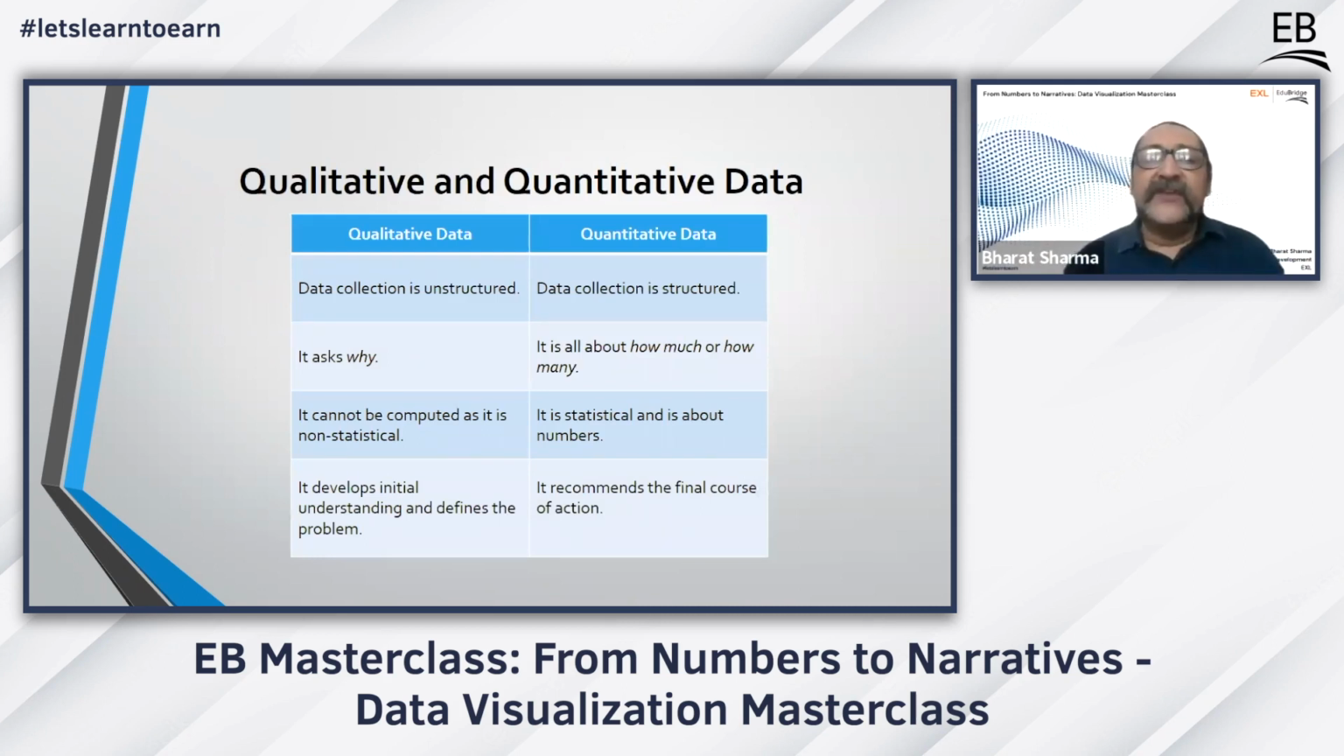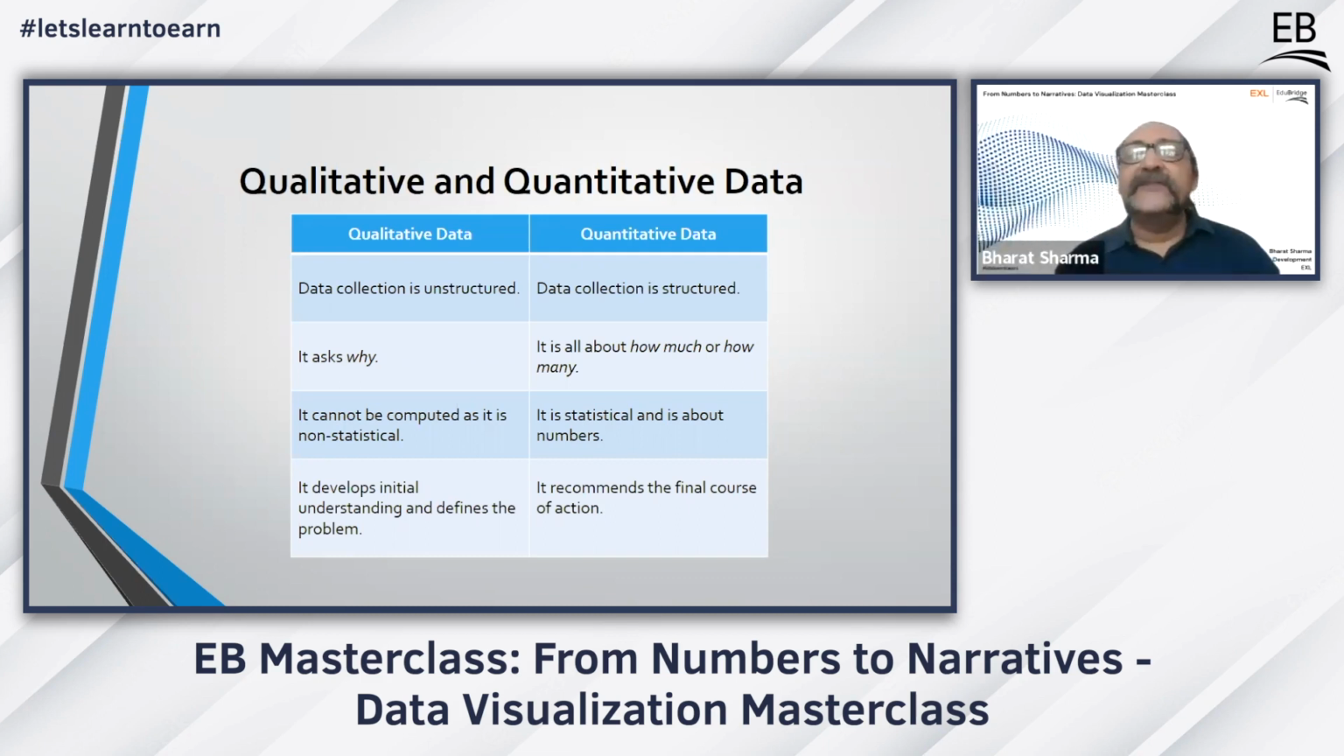So before that, we have this qualitative and quantitative data. Whatever we have just discussed is summed up on this slide. Qualitative data is where data collection is very unstructured, because those could be some statements. It always asks why that happened. It cannot be computed, it is non-statistical. So it is not numbers. And it develops initial understanding and defines the problem.